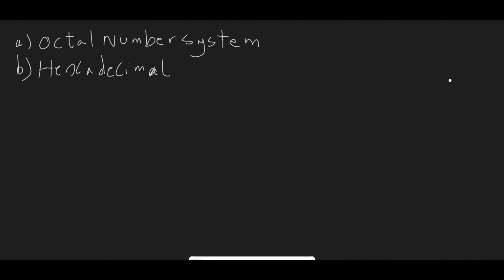Let's learn about octal number system and hexadecimal number system. We previously talked about binary and decimal. In binary, the base is 2, which are 0 and 1. And in decimal, the base is 10, which goes 0 to 9.